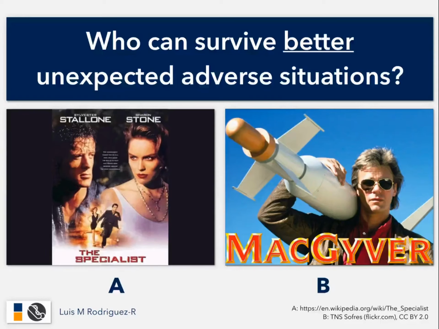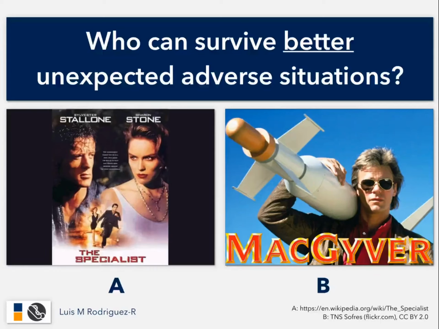So, last question for today: who can better survive unexpected adverse situations? And here on the left, we have the specialist. For those of you that haven't seen that movie, Stallone plays an expert in explosives. He knows how to blow things up or how to prevent things from blowing up. And then on the right, you have MacGyver, who is not great at anything, but he's really good at everything. He's just good at doing any different tasks, even though he's not an expert in any one of them.